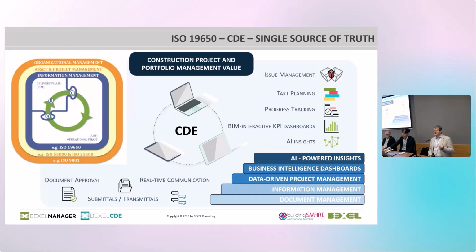Next, 55,000 asset management, and very important, what we usually forget, 21,500 project management. We almost never mention this standard. This is the basis for our standard, and that's how it was developed. So we need to have document management, information management, data-driven project management, business intelligence and dashboards, and we need to have AI. These are all ingredients we want to have. I don't want to say we are going to have all of this, but that's what we want to have, and that's what we must use in order to be satisfied.